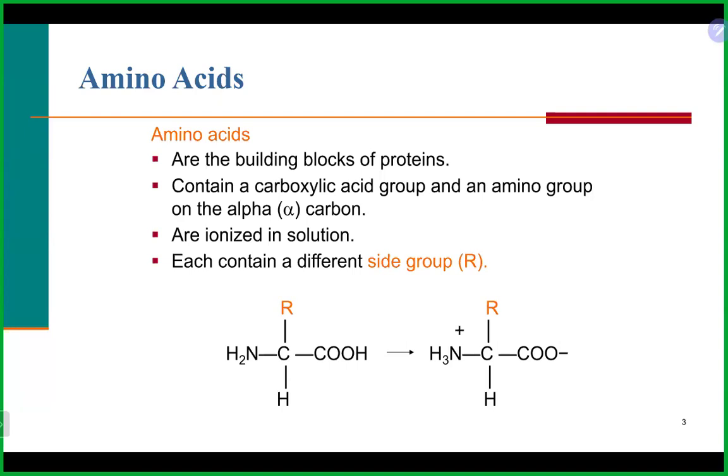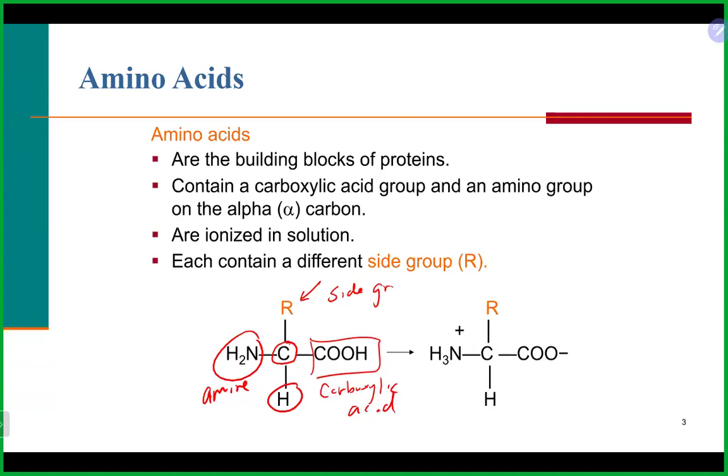But all amino acids pretty much have a similar structure, and you should be familiar with the structure here. If you want to think about it like an organic chemistry type of situation, we have a carbon. It has a carboxylic acid group, an amine or ammonia type of group, and a hydrogen. And it will have this R group, which is sometimes referred to as the side group, and it will be different for different amino acids. There are like 20 of them.